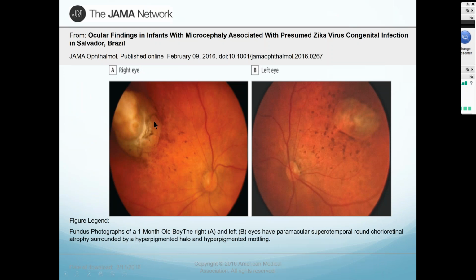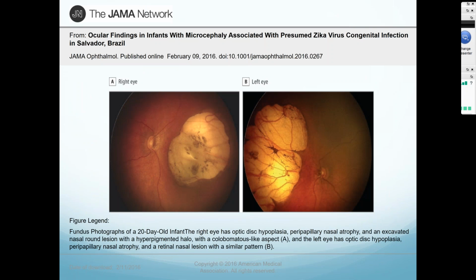Here's a picture of a retina and the changes that you can see in some of these babies that have been born with presumed congenital Zika infections. More ocular changes that are there. So there's disc hypoplasia, there's nasal atrophies, a variety of different lesions that have been recognized.